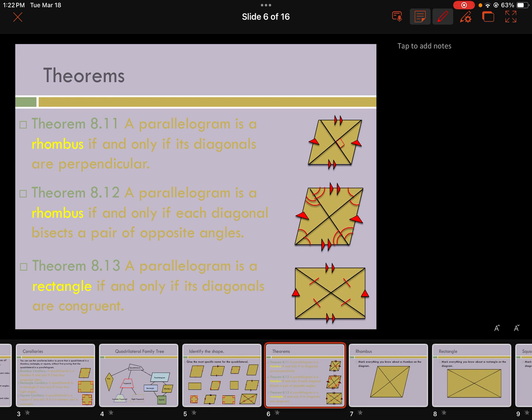Let's learn a little bit more about each specific type of rectangle, rhombus, and square. Theorem 811, you can mark this off in your theorem packet. A parallelogram is a rhombus if and only if its diagonals are perpendicular. So if you have a parallelogram with perpendicular diagonals, that has to be a rhombus. And vice versa, if you have a rhombus, those diagonals are going to be perpendicular. That means, guys, that you end up with four right triangles in a rhombus.